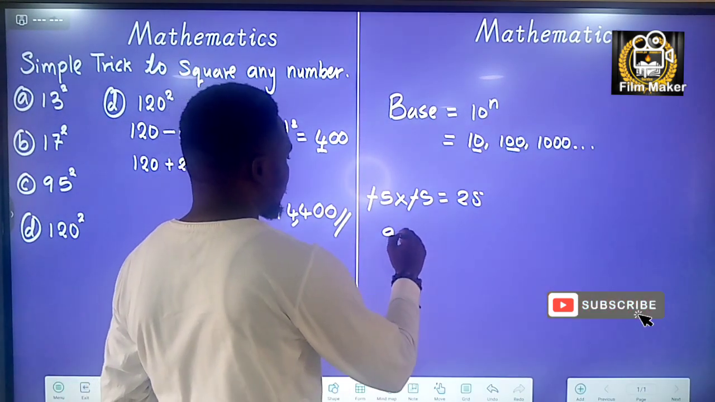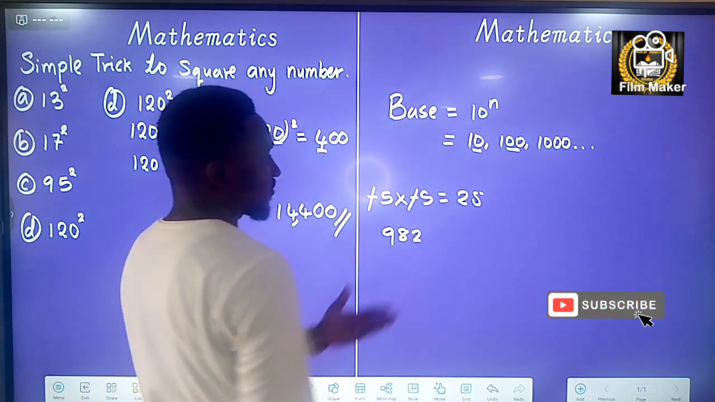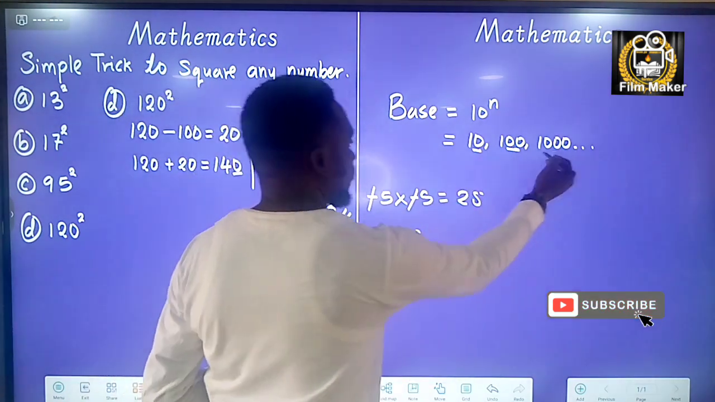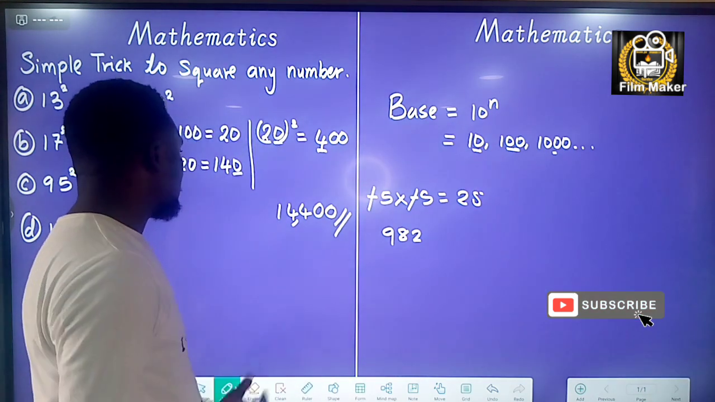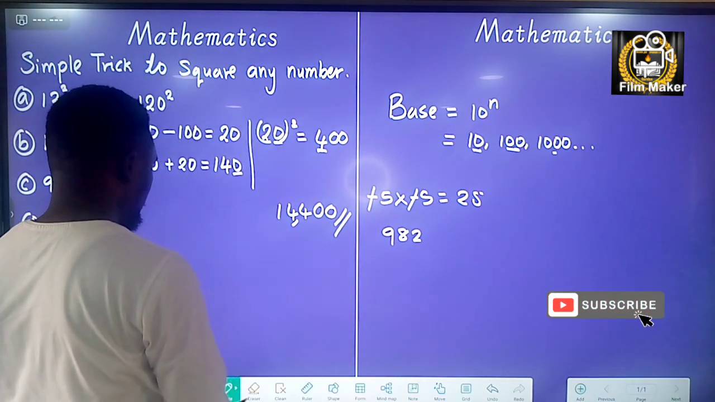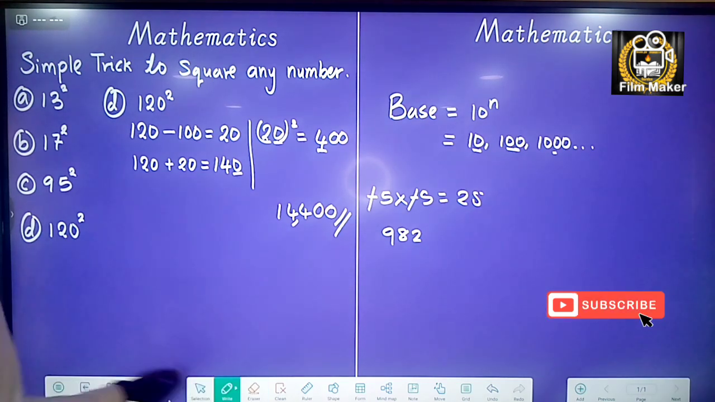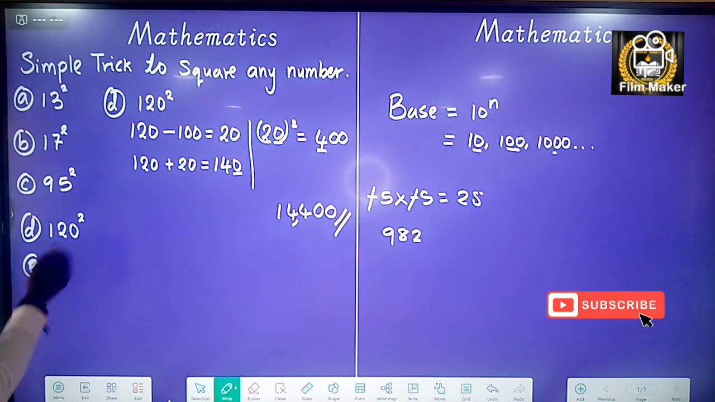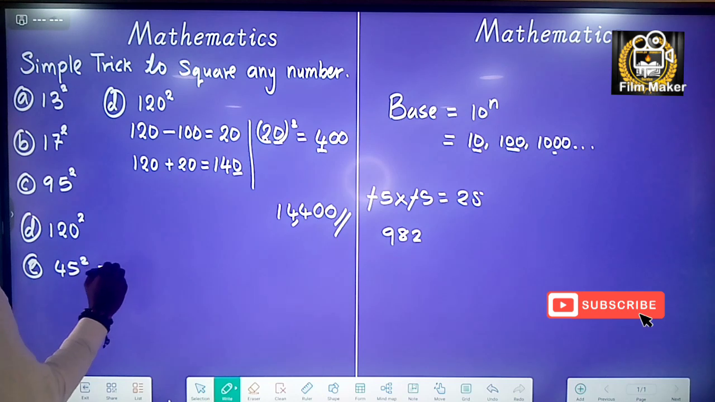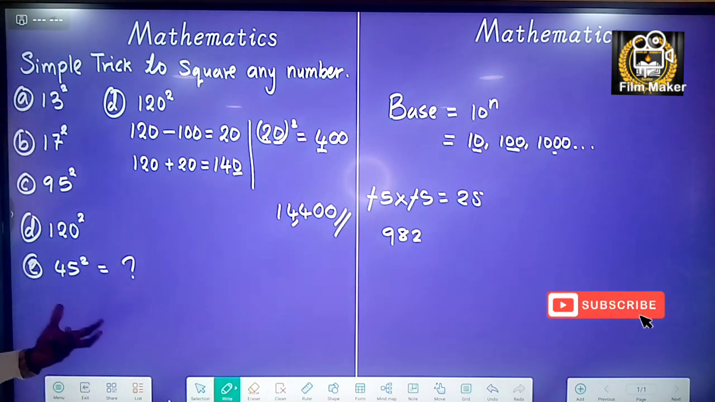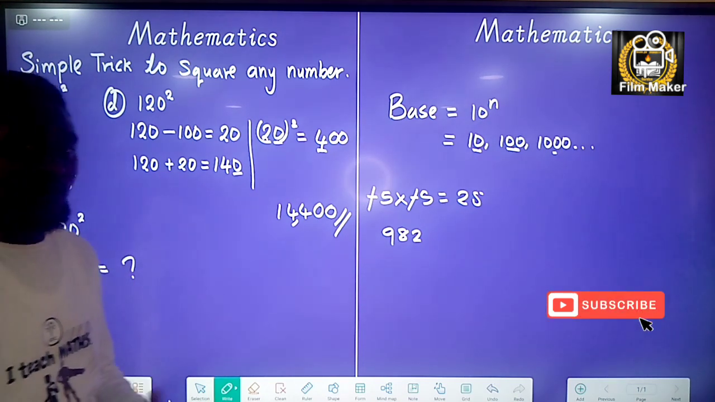Now the same thing is applicable when you have a number very close to 1,000. Let's say 982 is very close to 1,000. So you should be using 1,000 instead of it. So having understood this, can you please quickly help me solve this one? Let's say 45 squared. Solve this using this method and leave your answer in the comment section.